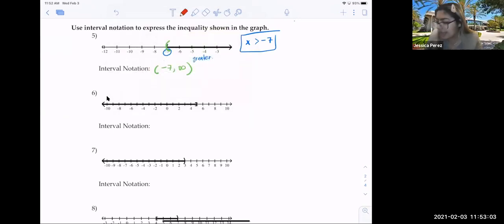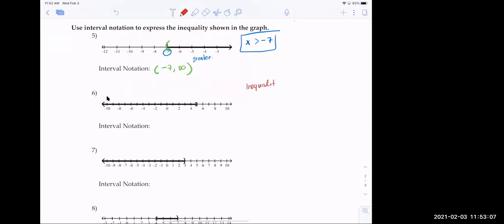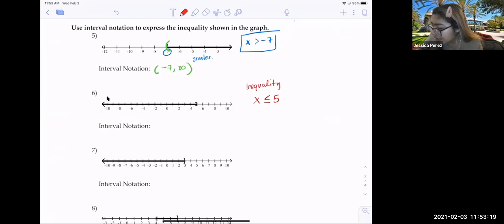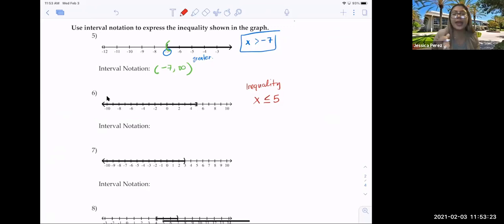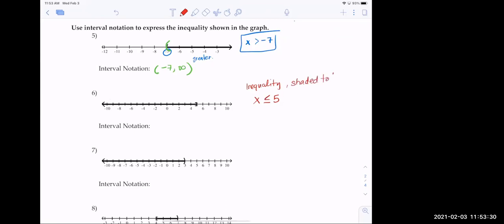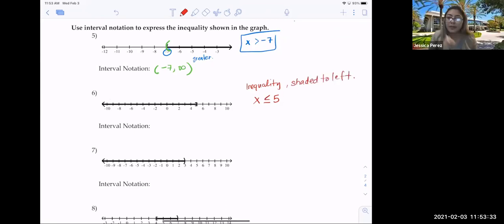Exactly. How did you arrive to that answer? Can you elaborate on that? I saw a bracket, so that's not an inequality. And it starts at 5. And it's less than, so I'm going left. And you shade, because it's shaded to the left. That tells you automatically you need a less than or equal to because of the bracket. That's exactly it. Any questions on the inequality?